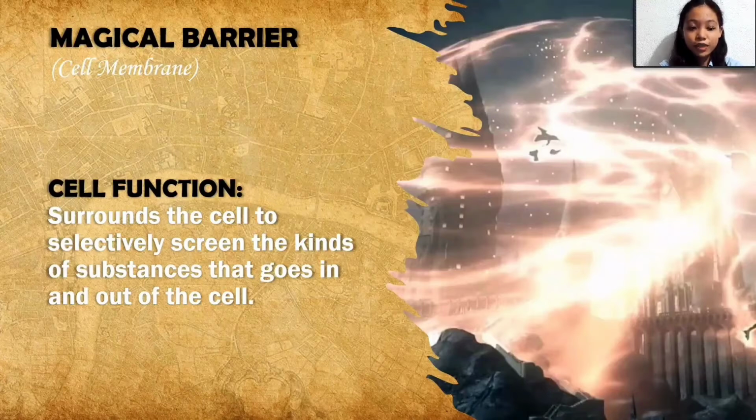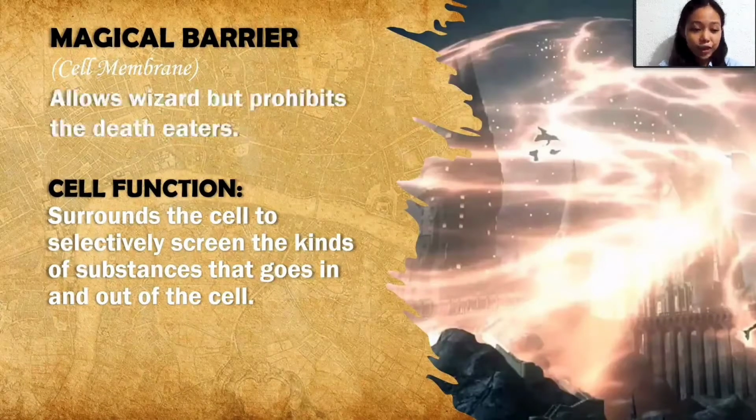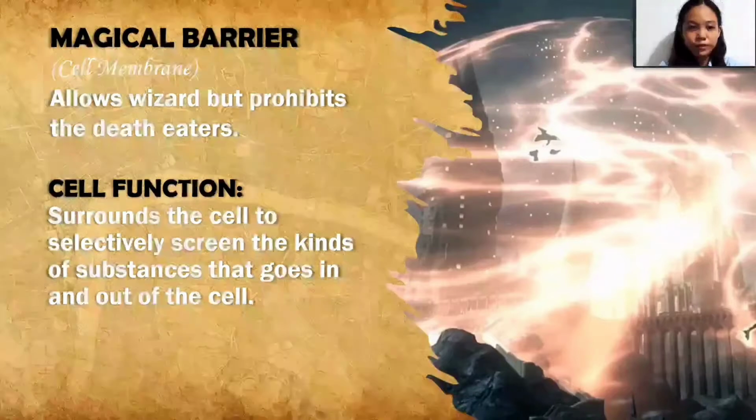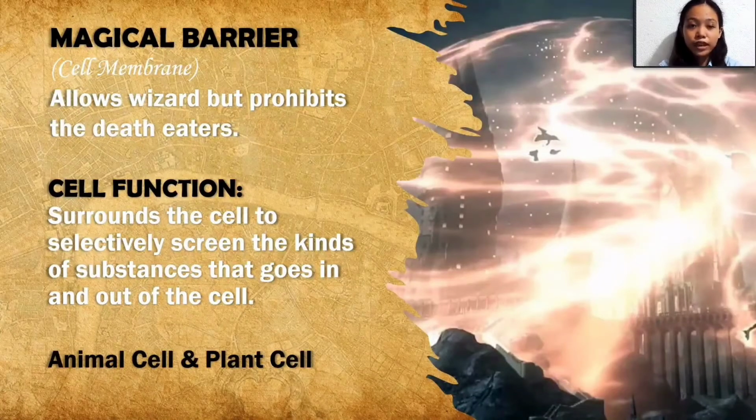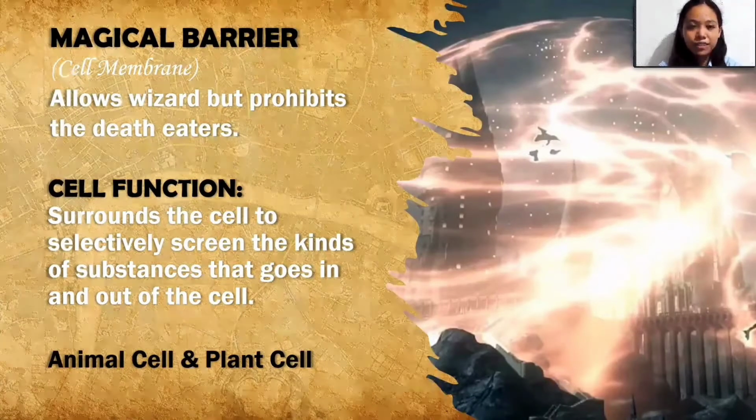Cell membrane surrounds the cell to selectively screen the kinds of substances that go in and out of the cell. In the same way, the magical barrier is responsible for screening who will enter and exit the premises of Hogwarts. It allows wizards to enter but prohibits the Death Eaters. It can be found in animal cell and plant cell.